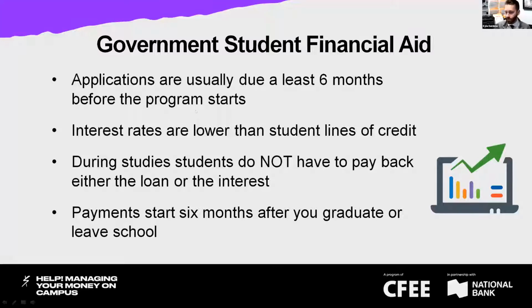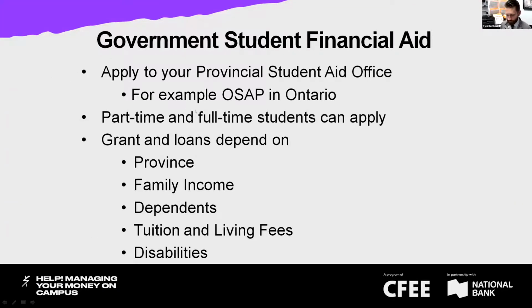So as we move on to the next slide here, you have to apply to your provincial student aid offices. We'll provide this link to you as well, so you're able to take a look. Both part-time and full-time students can apply, and the grant and loan amount depends on your province, family income, dependents you may have that are under the age of 18, tuition and living fees, and if you have a disability, you can apply at the Government of Canada website as well.